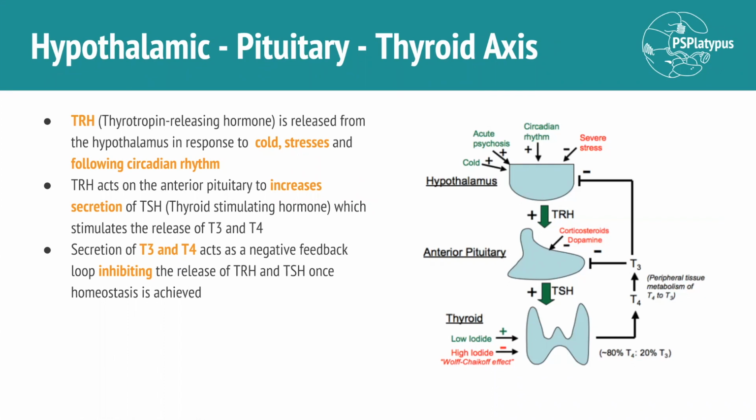So in a normal patient, what happens is that our thyrotropin releasing hormone, which is released from our hypothalamus in response to cold, stress, and following the circadian rhythm with its highs and lows throughout the day, acts on our anterior pituitary, causing it to release thyroid stimulating hormone, which then stimulates the release of T3 and T4 from the thyroid.